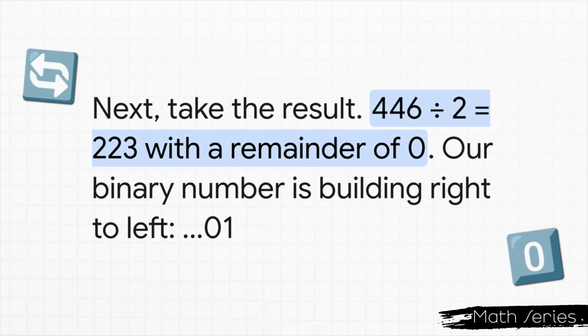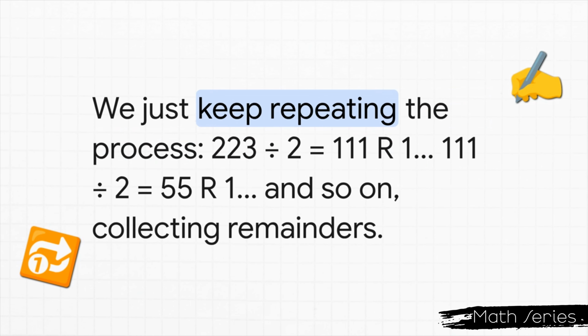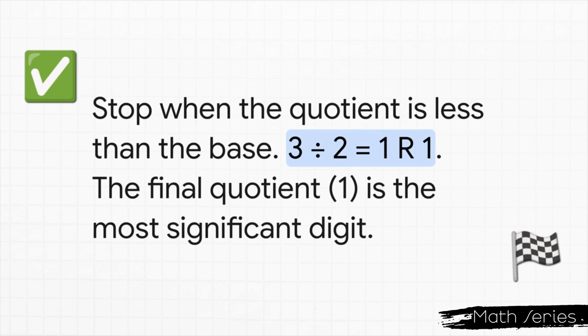All right, now we take that result, 446, and we do it again. Divide by 2. This time we get 223 with a remainder of 0. Since we're building our new number from right to left, it now ends in 0, 1. And you just keep this chain reaction going. Divide the result, grab the remainder, and repeat over and over again until you can't really divide anymore.